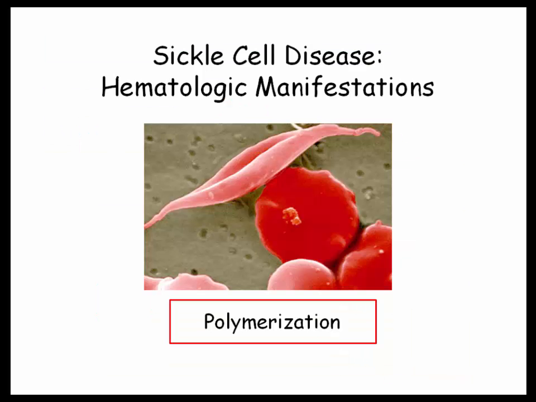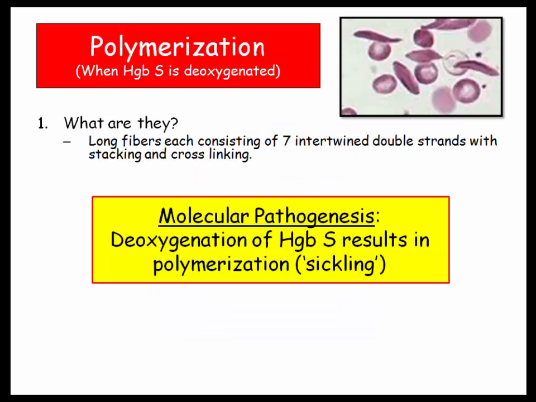Before getting into the clinical manifestations, let's spend a moment reviewing the molecular pathogenesis. The hallmark is hemoglobin polymerization. So let's walk through this sequence. The primary and indispensable event in the molecular pathogenesis of sickle cell disease is polymerization. Polymerization takes place when hemoglobin S is deoxygenated.